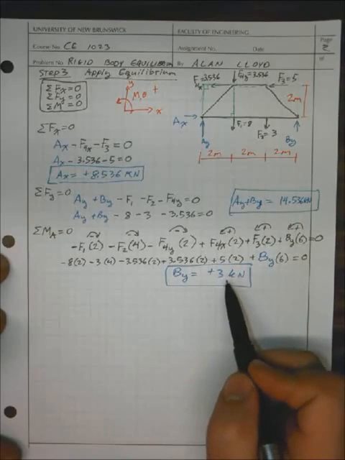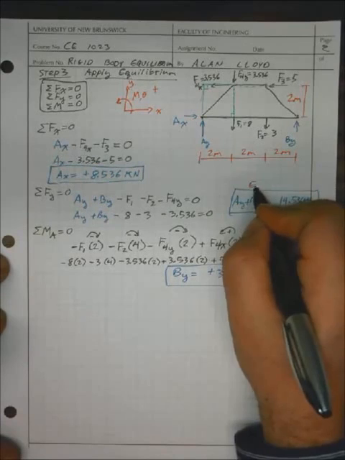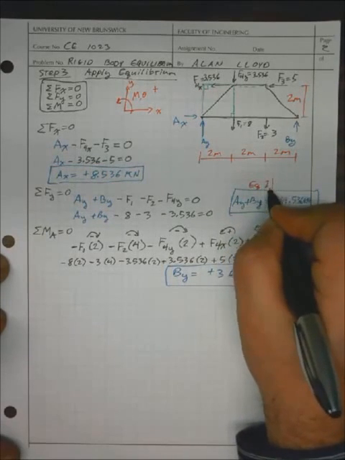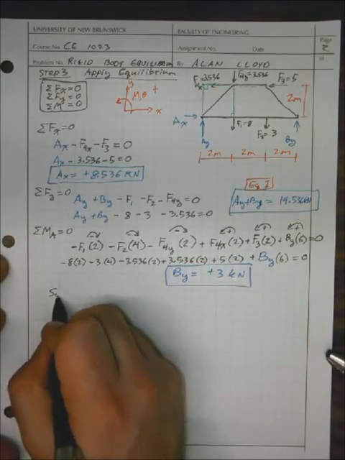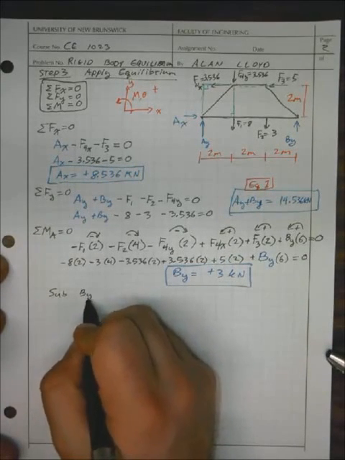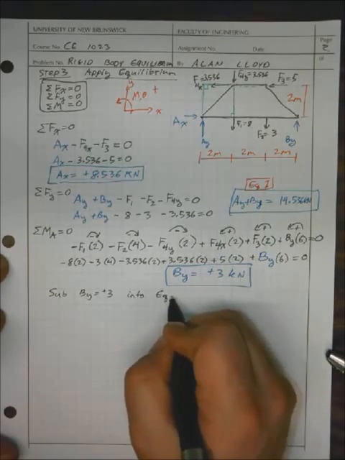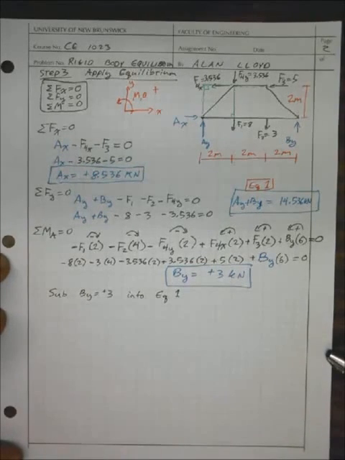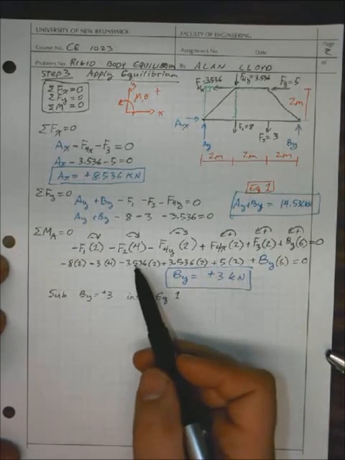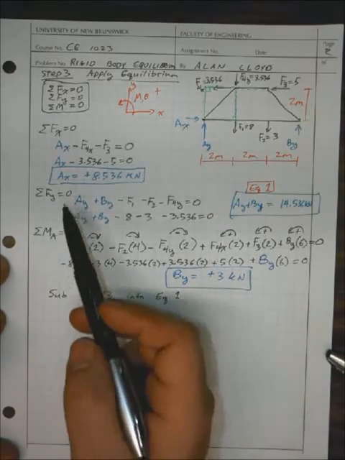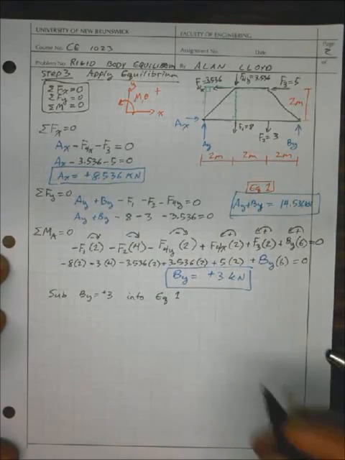Now that we know By, we can go back into this equation. So let's call this equation 1. The next step is to sub By is equal to plus 3 into equation 1. Now, if we were smarter when we were doing this problem originally, we would have done the sum of moments first. And now we would have begun with sum of forces in y, and we would have only had the one variable Ay. But it doesn't really matter.